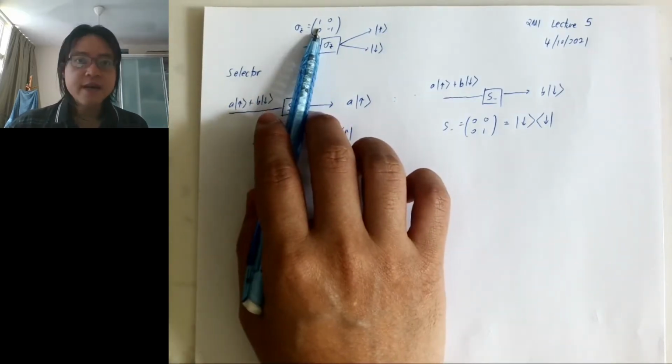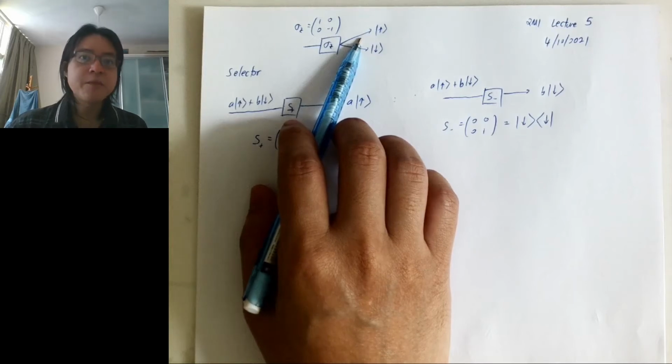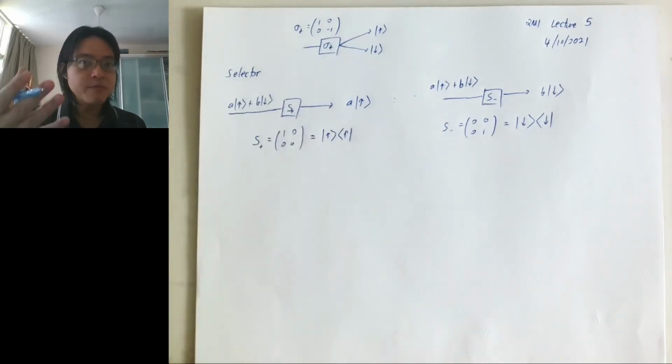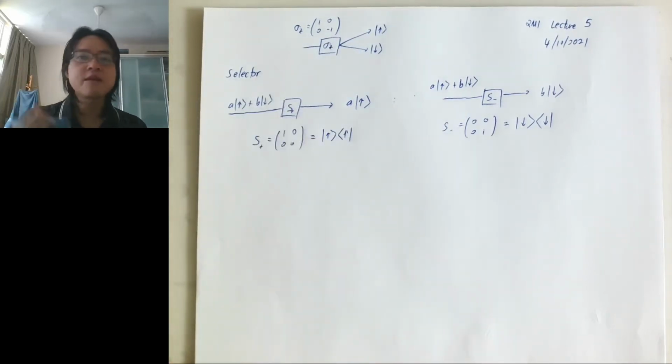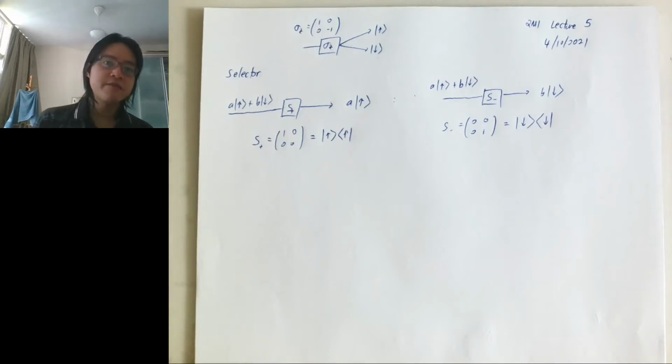So this is the Stern-Gerlach magnet. It will measure whether the state is up or down with a certain probability. We have learned how to get the probabilities and the expectation values.